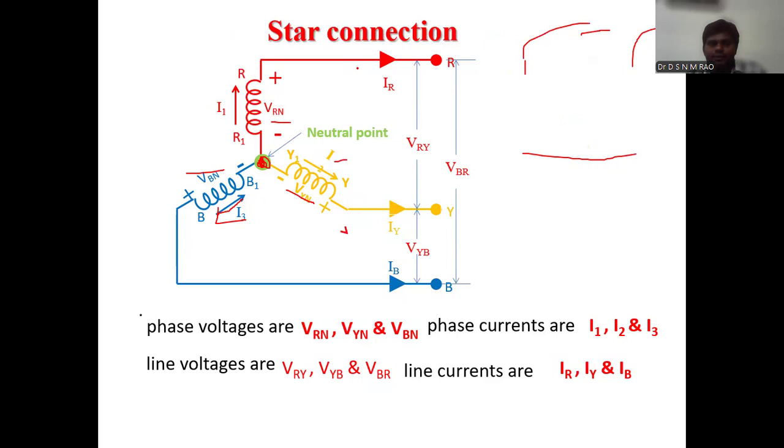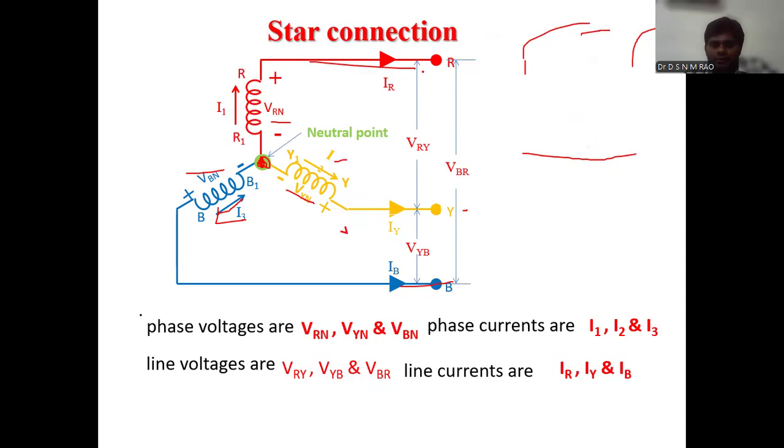Here this is R phase, this is Y phase, this is B phase. Here load will be connected. So IR is nothing but current flowing through the R phase, IY is the current flowing through the Y phase, and IB is the current flowing through the B phase.